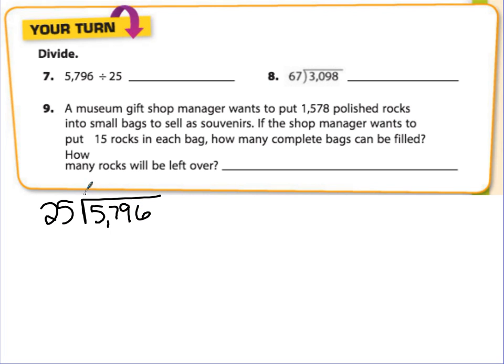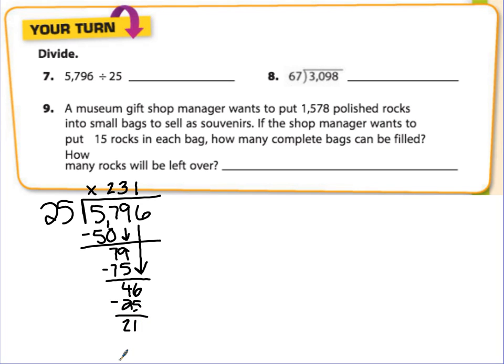25 cannot go into 5, but it can go into 57, and it goes in twice. Minus 50 is 7. Bring down the 9. 25 goes into 79 3 times, which is 75. I am left with 4. Bring down the 6. Well, 25 can go into 46 only one time. So I subtract and I get 21. So in this case, I should have gotten 231, remainder 21.